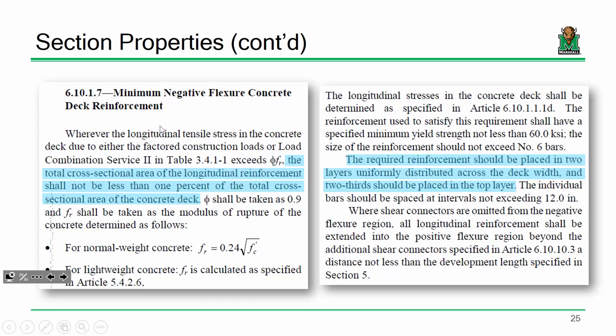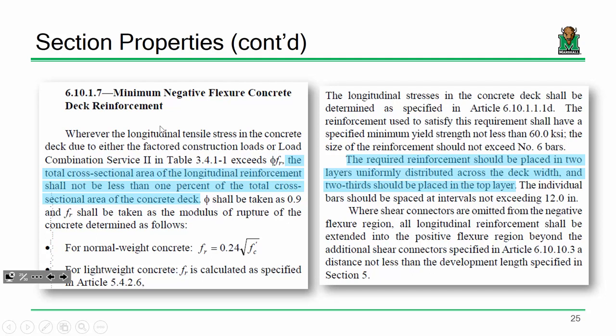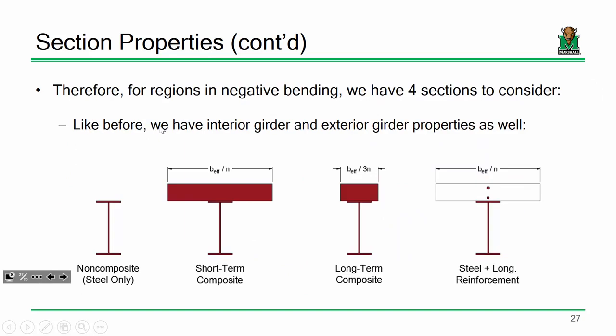So how's this going to work? I'm going to read the spec, and I've got these highlighted portions for purposes of elaboration. So the total cross-sectional area of the longitudinal reinforcement shall not be less than 1% of the total area of the deck. So that's that one on the left. What that means is, if I look here at this steel plus longitudinal reinforcement, I would compute the area of this deck and say 1% of that, that's all this rebar. Okay? All this rebar, that's 1% of this area. And how do I lump it? All right. 2/3 in the top layer, 1/3 in the bottom layer. So I take all this area, 1%'s all of it, 2/3 goes up here, 1/3 goes down there.